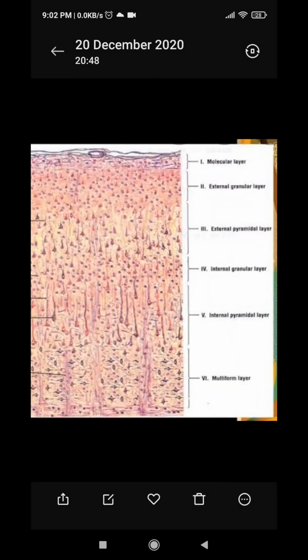So, this was the histology of the cerebral cortex, and beneath this we will draw the axons, which constitute the white matter. This consists of the axons of these neurons, or axons coming from the lower centers, and the oligodendrocyte cells which form the myelin sheath around these axons. So, I hope you have understood the histology of the cerebrum very well.